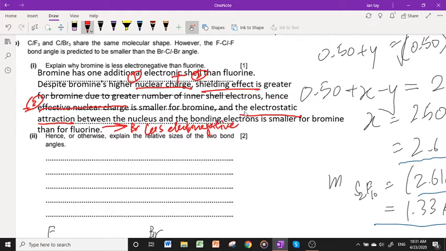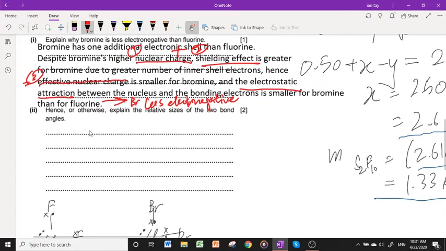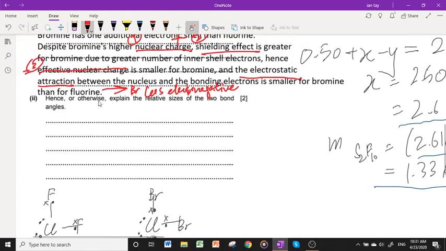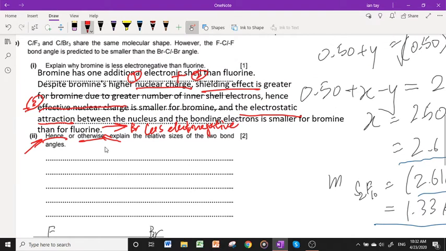Okay, so let us take a look at part 2. Hence or otherwise, explain the relative sizes of the two bond angles. So actually, they are giving you a lot of free room over here to work with, because they have the option to answer hence based on part 1 or otherwise. So actually, there's two possible explanations for this question. Why the FCl-F bond angle is smaller than the BrCl-Br angle.